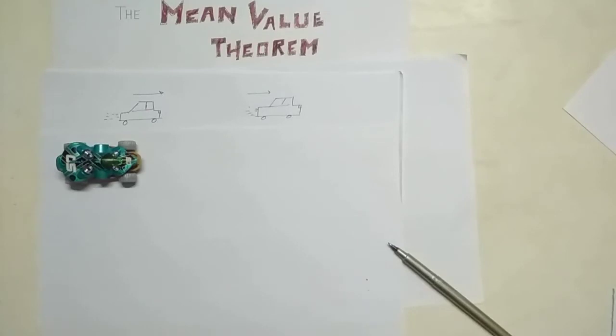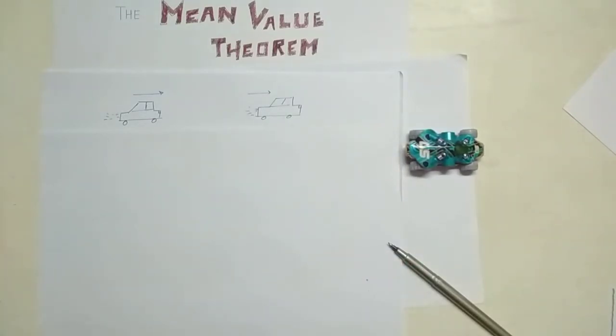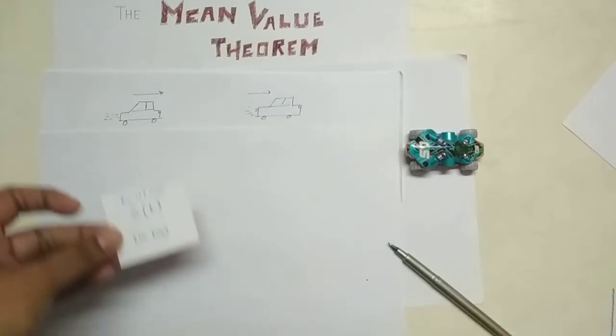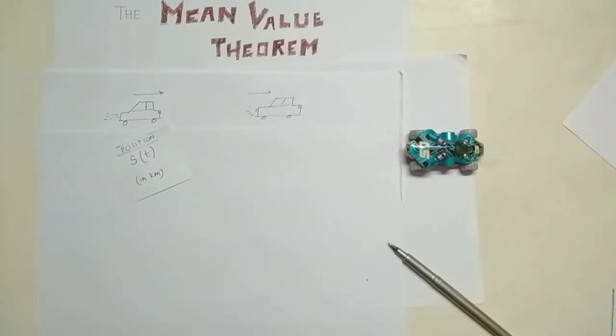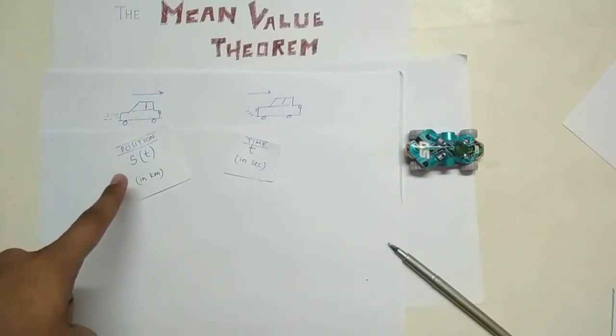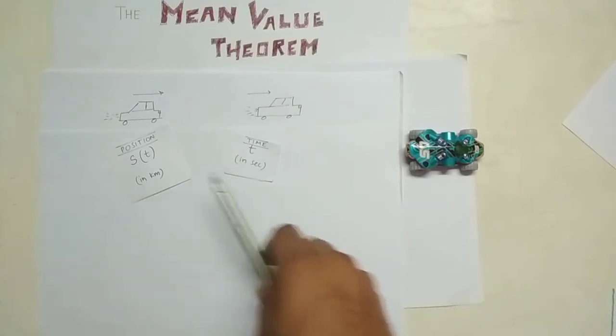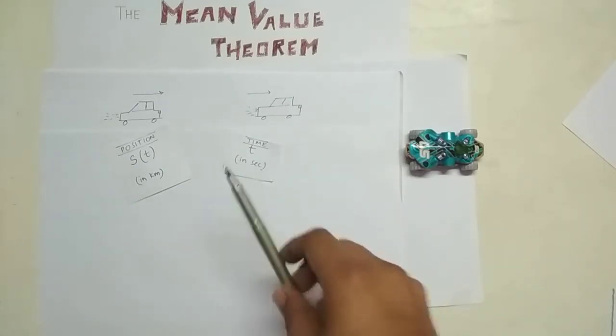How does all of this relate to the car driving experiment? I drove the car on a straight road, and let us now attach some mathematical symbols and notations to our experiment. Let's say the position of the car at any instant t is given by the position function s, which is a function of t. The position is read in kilometers and time t is measured in seconds.